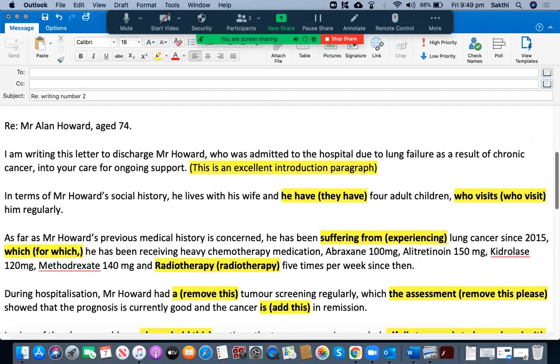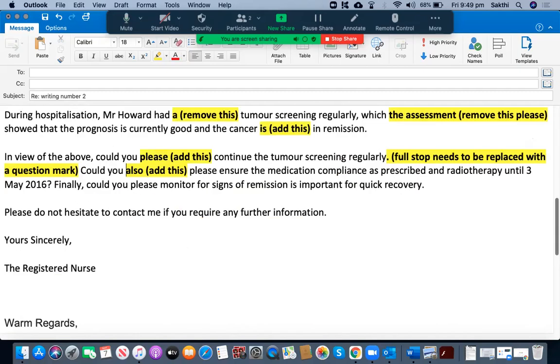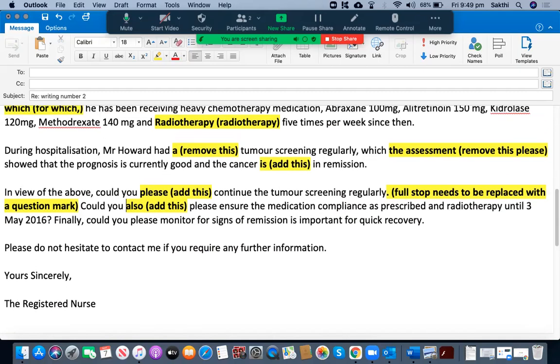Let's go back and see what the date is. It's 21 March, and then 3 May. So that's okay. 3 May 2000. Finally, could you please monitor? All right, this is wrong. When you say, could you please monitor for signs of remission? This is wrong. This sentence is not complete.